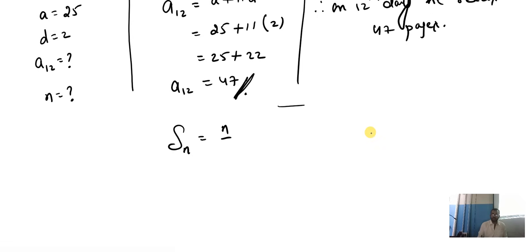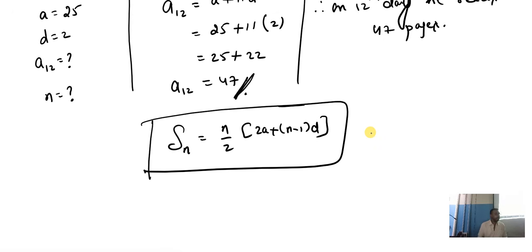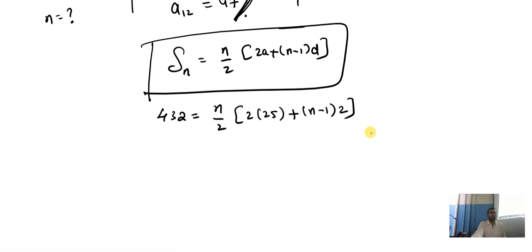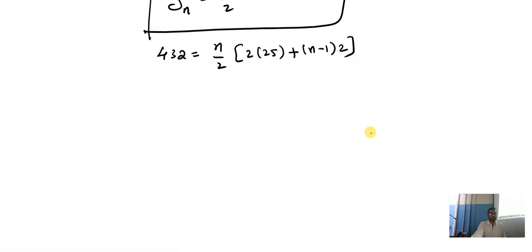Sn is equals to n by 2 into 2a plus n minus 1 into d. What is the value of Sn? 432. N value we know? We don't know. Keep n as it is. n by 2, 2 into a is 25, plus n minus 1 as it is, the value of d is 2. Children, be careful with this step. Again, I am repeating. Here you have to be very cautious because this problem is not so simple as how you are going to think. I'll tell you the reason.